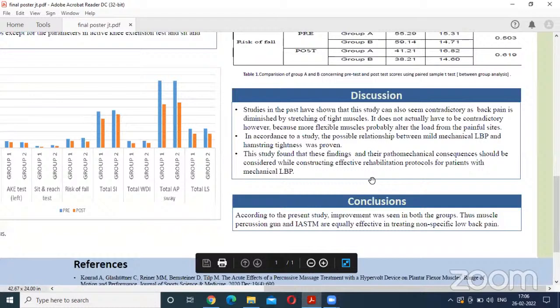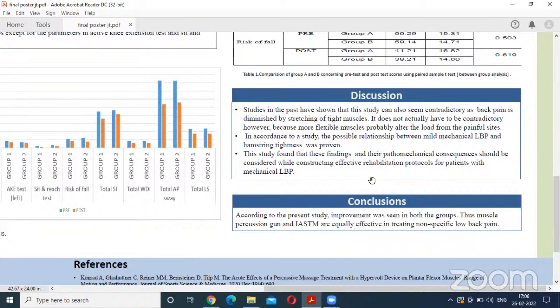Discussion: studies in the past have shown that this can seem contradictory, as back pain is diminished by stretching of tight muscle. It does not actually have to be contradictory, because more flexible muscles probably alter the load from the painful sites. In accordance with a study, the possible relation between mild mechanical low back pain and hamstring tightness was proven. Hence, these findings and their pathomechanical consequences should be considered while constructing effective rehabilitation protocols for patients with mechanical low back pain.